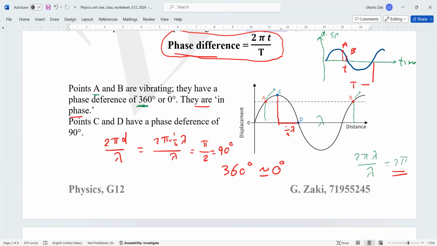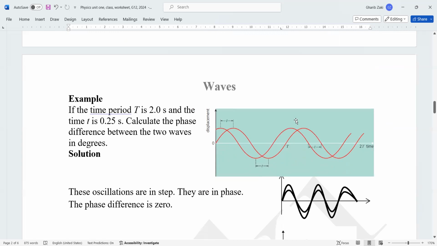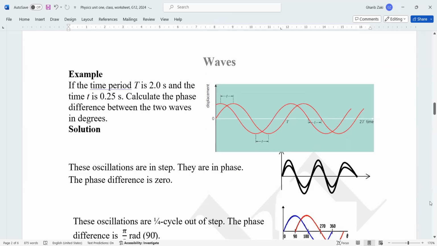So the phase difference between C and D is pi over 2, which is a quarter cycle, or quarter lambda, or 90 degrees. Take care. You have to understand the phase difference because it's very, very important. Now, look at this example and try to solve it alone. Take your time and try to solve it alone to check, do you understand or not?